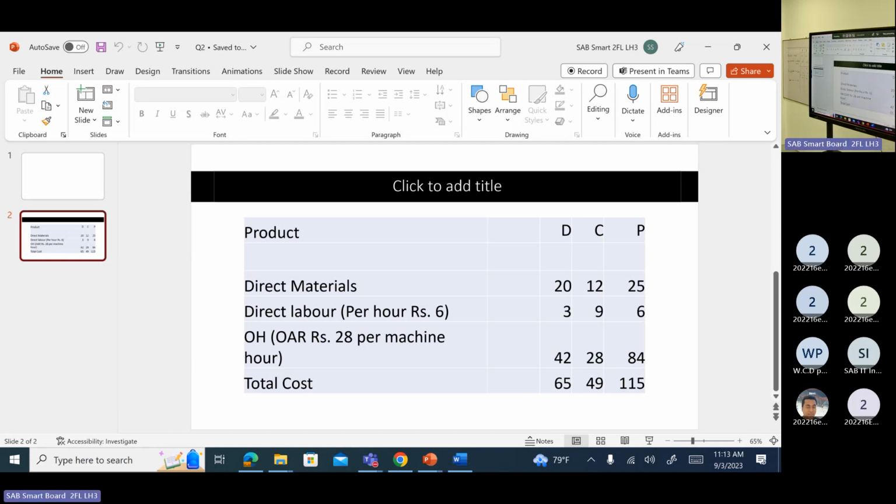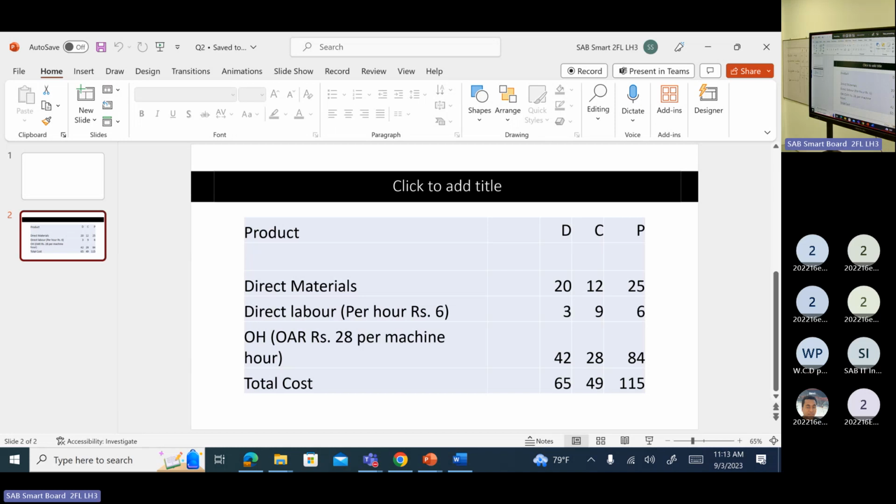Product B, material cost is given 12 rupees per unit. 1.5 labor hours, 6 into 1.5, 9 rupees. And machine hours, 1 machine hour, so 28 per machine hour overhead absorption rate. And product P, 25 direct material. Labor 1 hour, so 6 rupees. And machine hours 3 hours. So 28 into 3, 84.